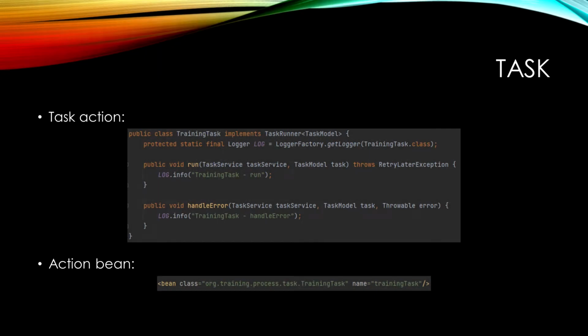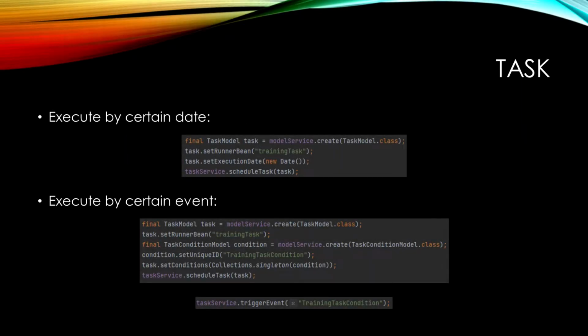This is the example of the simple task action implementation. It contains two methods: run and handle error. To have task executed at the certain date, provide the execution date.